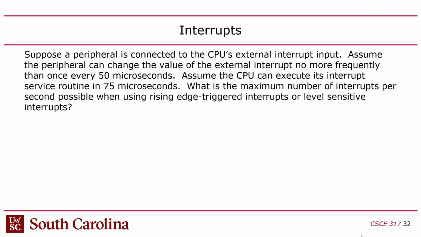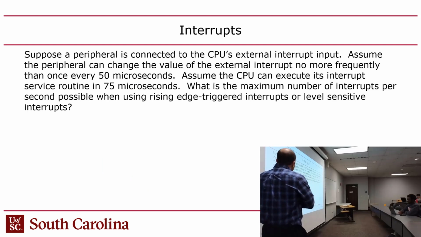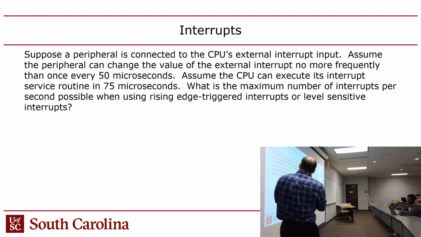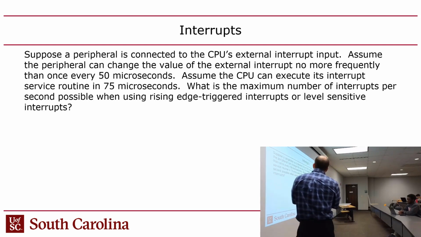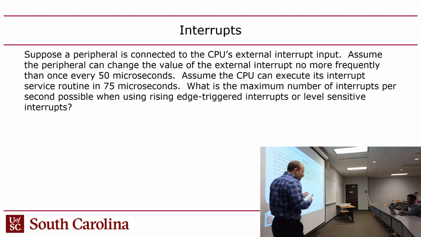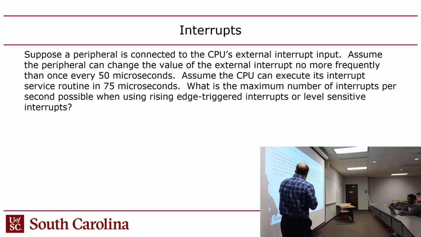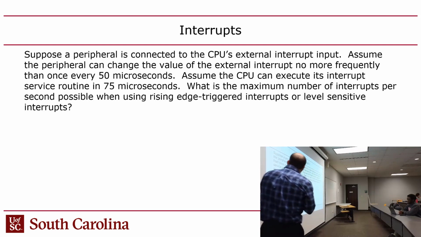Okay, here's a question. Suppose a peripheral is connected to the CPU's external interrupt input. Assume the peripheral can change the value of the external interrupt no more frequently than once every 50 microseconds, meaning change from low to high or high to low. Assume the CPU can execute its interrupt service routine in 75 microseconds. What's the maximum number of interrupts per second possible when using rising edge triggered interrupts or level sensitive interrupts?